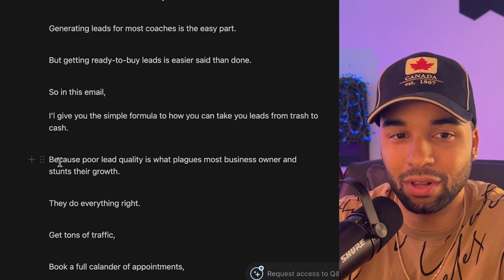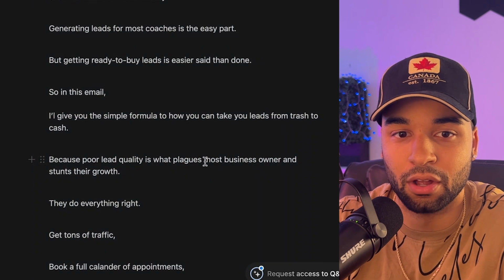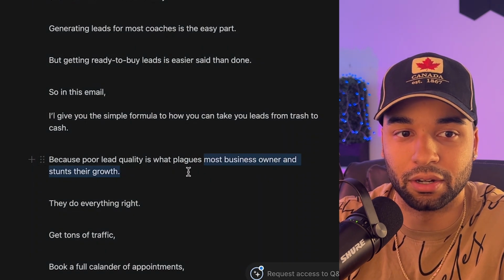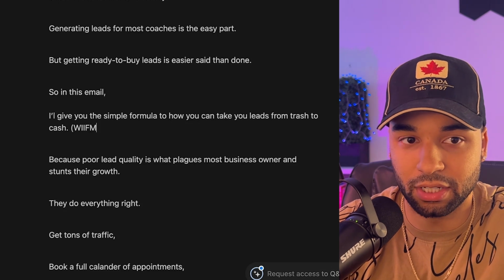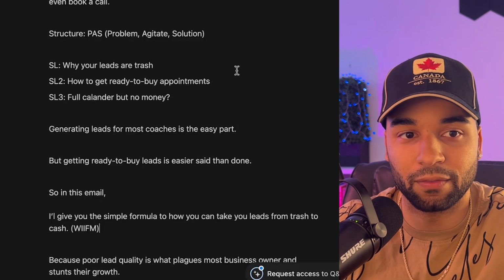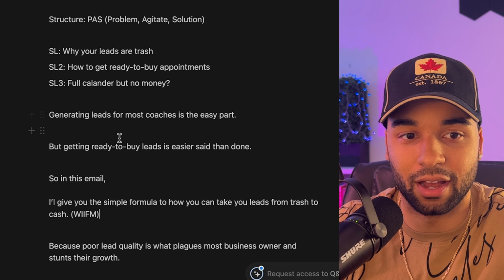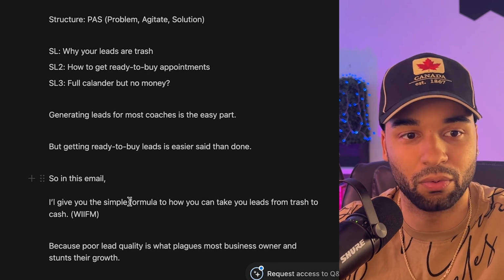Because poor lead quality is something that plagues most business owners and stunts their growth. Okay, so some things to note here. This is what's called a what's in it for me. And usually you want to have your what's in it for me in the first 3 to 5 lines. Right here, you can see it's around line 3 or 4.